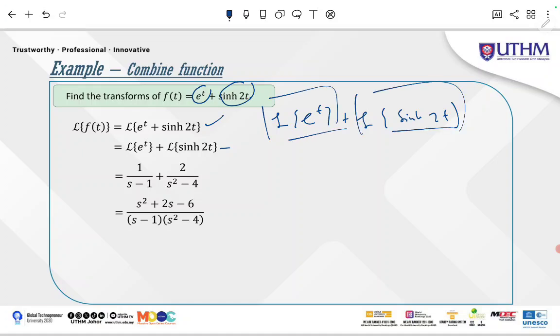The Laplace transform of e to the power of t, we got 1 over s minus 1, and for the Laplace transform of sinh 2t, we got 2 over s squared minus 2 squared actually. So from here, just simplify and you can get this one. How to get from here to here, you can refer back to the summary table that we already discussed in the previous video.